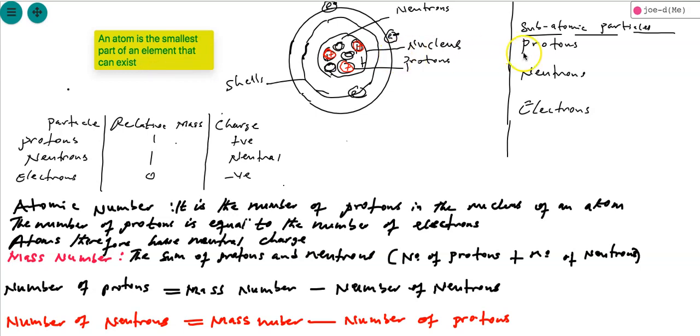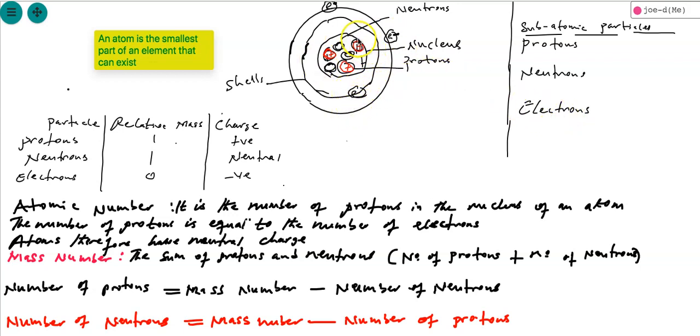So let's start with the subatomic particles. An atom consists of protons, neutrons, and electrons. So these are the three subatomic particles of an atom: protons, neutrons, and electrons. Now, with that being said, let's look at the structure of an atom.